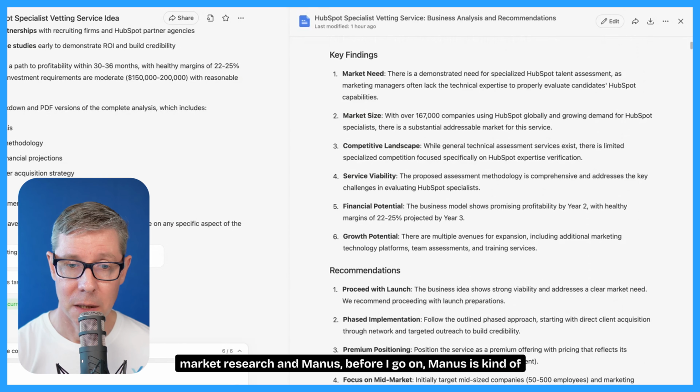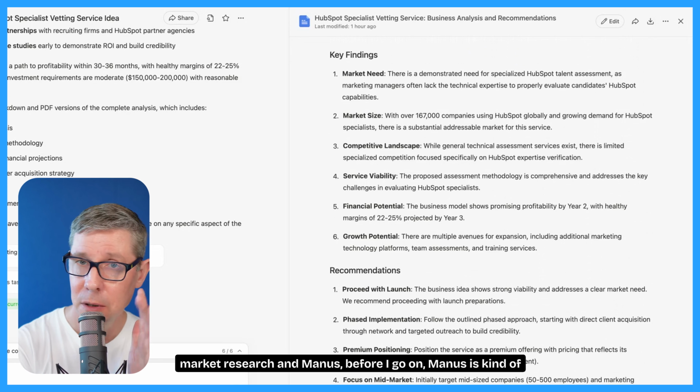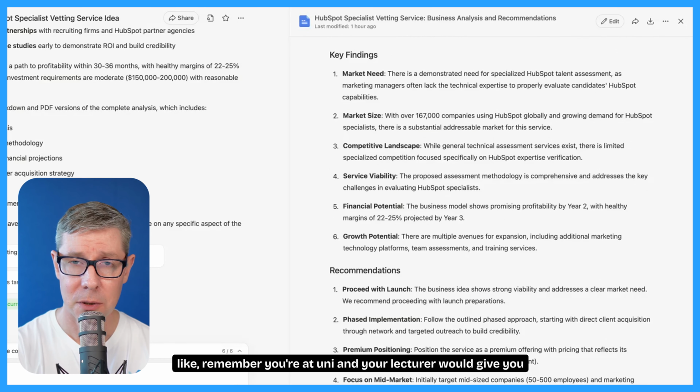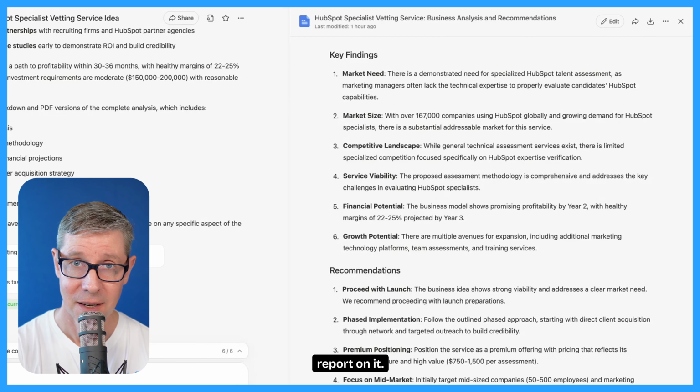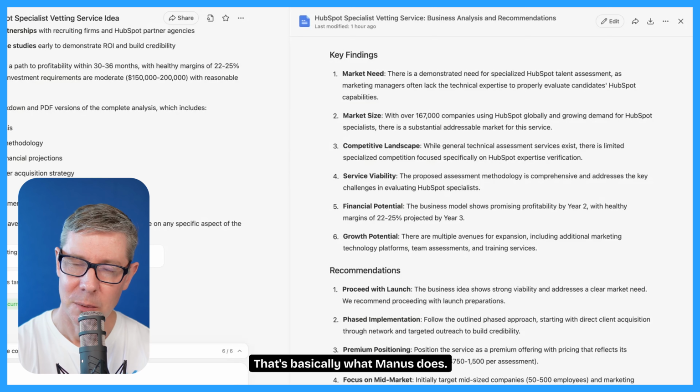It does a lot of market research. And Manus, before I go on, is kind of like, remember you're at uni and your lecturer would give you some topic that you had to go and research and provide a case study on, and you had to do a 20 or 30 page report on it. That's basically what Manus does.